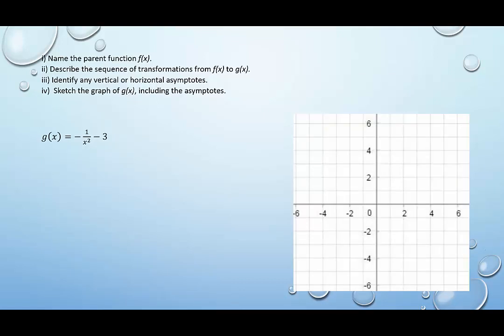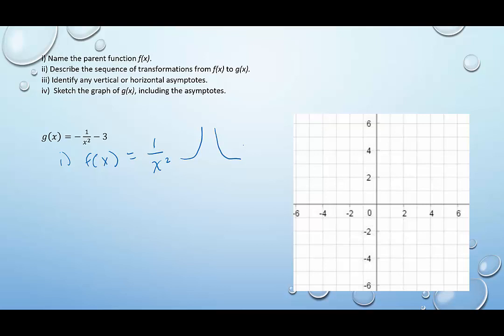Let's get started with our first example. We want to name the parent function, describe the sequence of transformations, identify the asymptotes, and then sketch a graph. So what is our parent function? First of all, our parent function is f of x equals 1 over x squared. Remember what that one looked like? It looked like two identical pieces on either side, nice and symmetric about the vertical asymptote.